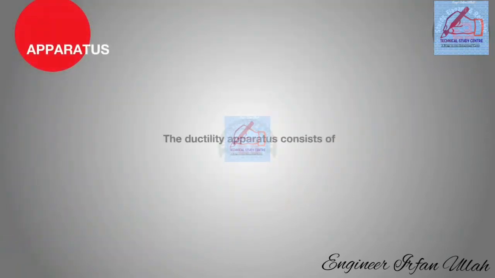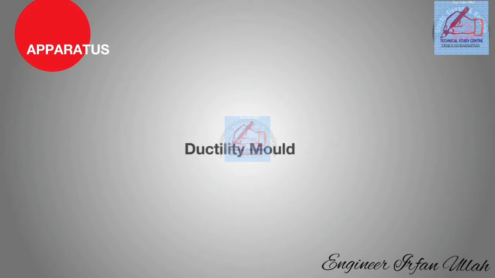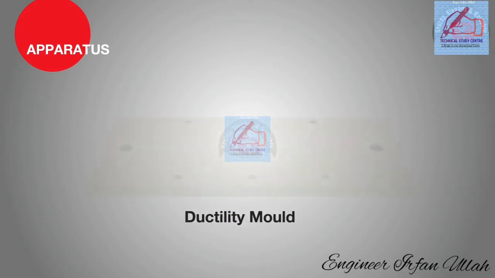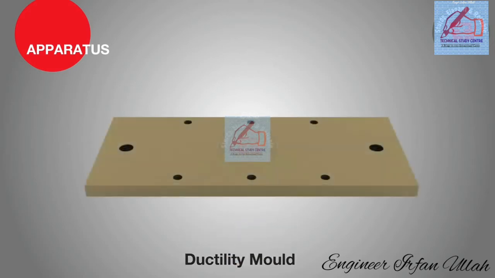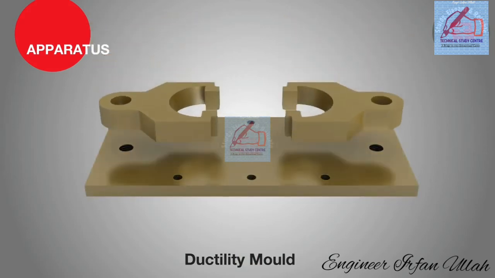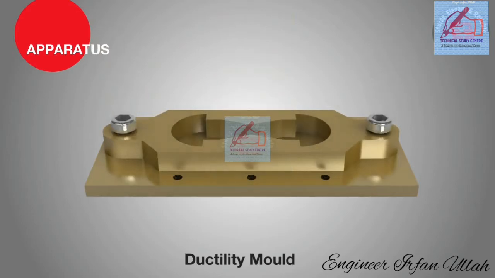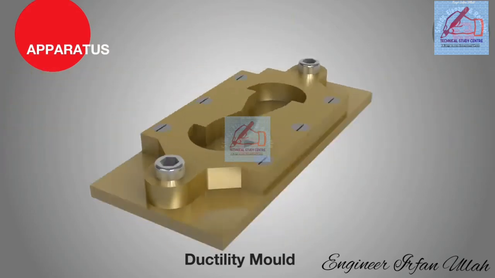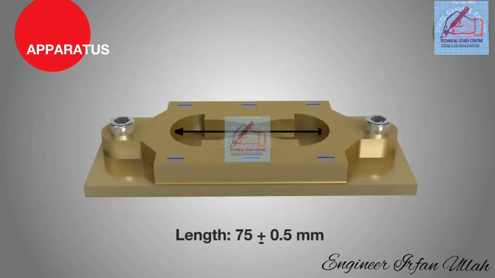Apparatus. The ductility apparatus consists of a ductility mold. The ductility mold, made of brass metal, consists of 2 end clips and 2 side pieces as per shown dimensions. Length 75 mm plus or minus 0.5 mm.